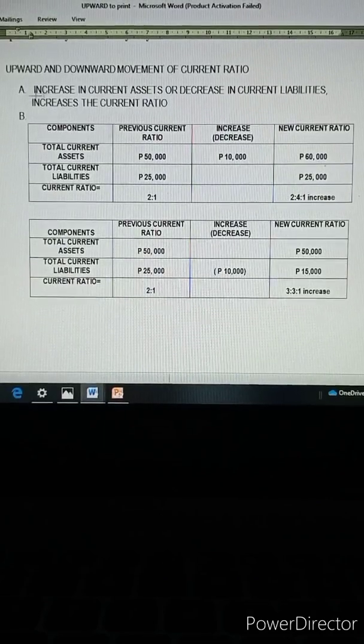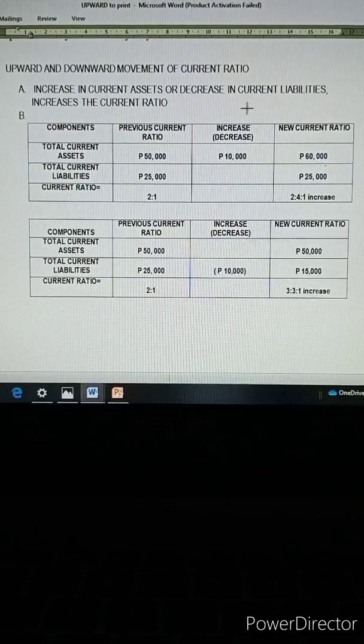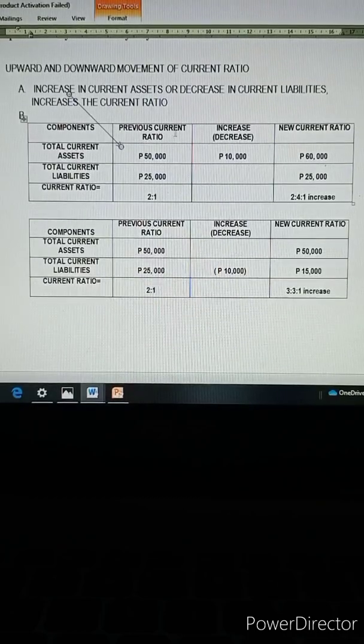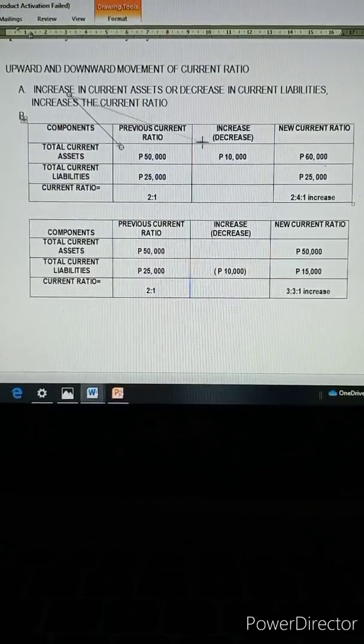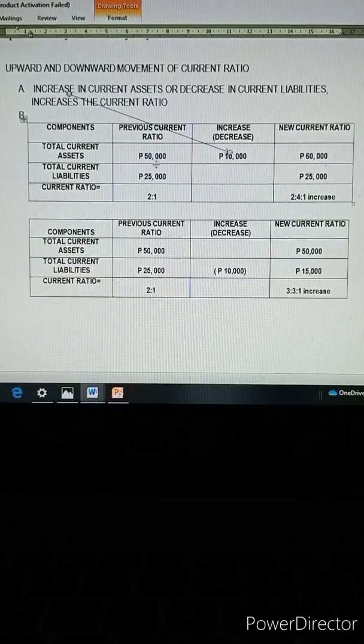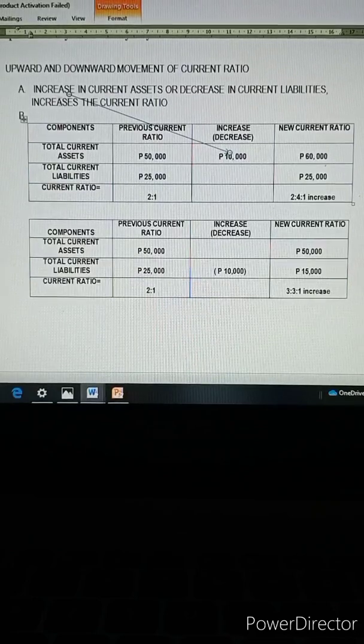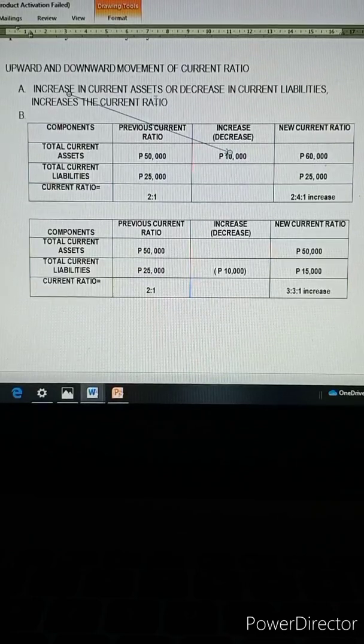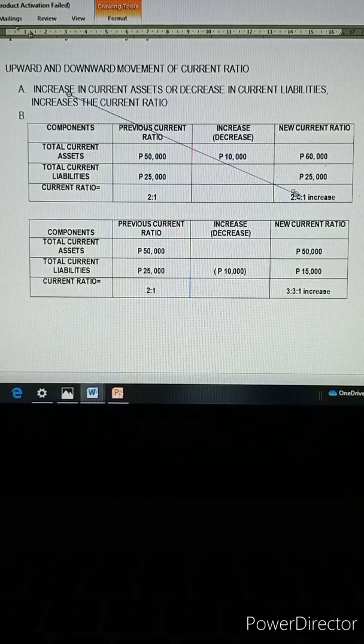Upward and downward movement of the current ratio. A: an increase in current assets or a decrease in current liabilities increases the current ratio. Here, the increase in current assets is 10,000. So from 50,000 plus the increase of 10,000, it is now 60,000. It states here that an increase in current assets increases the current ratio, from 2:1 to now 2.4:1.